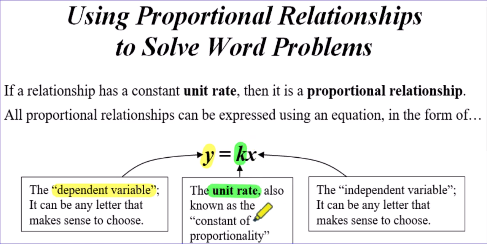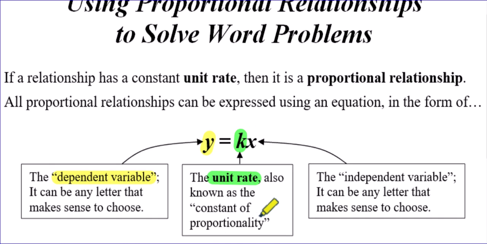Now, that'll actually be a number. Whatever the unit rate is, that number will be the k. That's also known as a constant of proportionality. And then multiply times another variable, officially called the independent variable. It can be any letter that makes sense to choose. So you're not always going to see x and y. We're going to pick letters that make sense to choose based on the scenario that we're given.